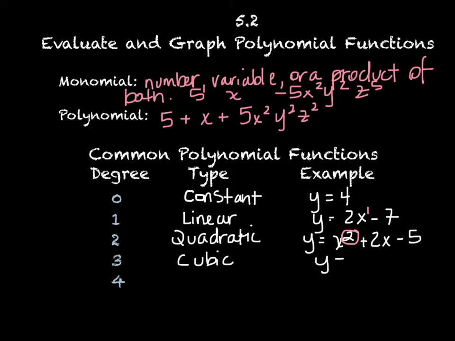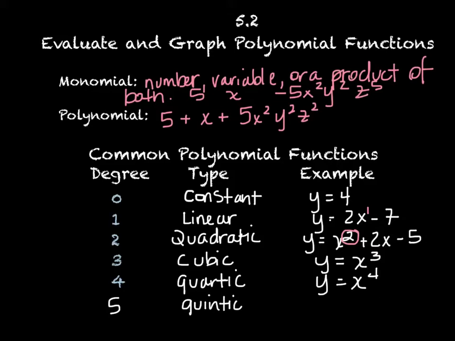Degree 3 is called a cubic, which would be a y equals x cubed function. Degree 4 is called a quartic, which would be a y equals x to the 4th. Degree 5 is called a quintic, and that would be x to the 5th. And that's pretty much as high as you guys will need to know.